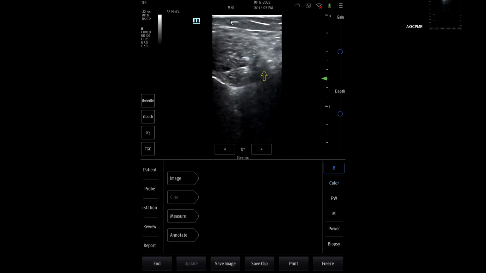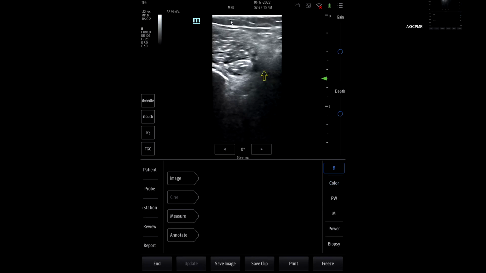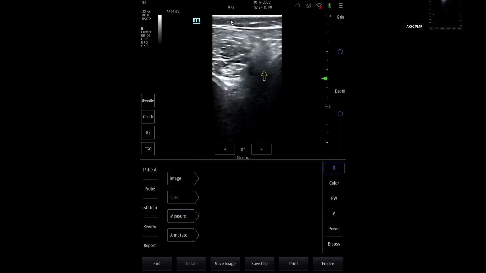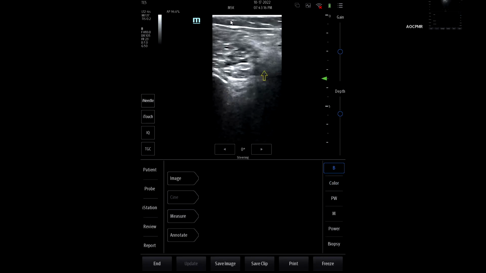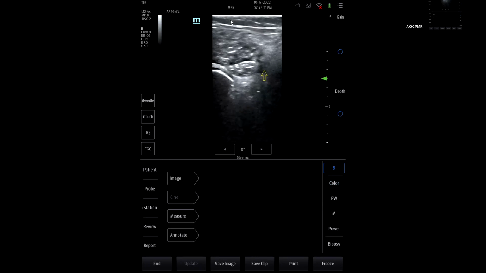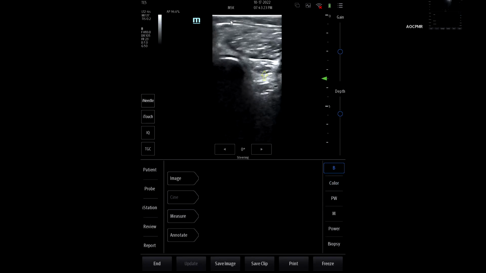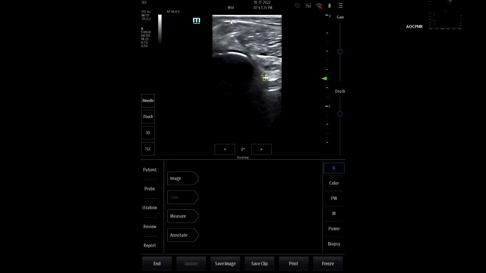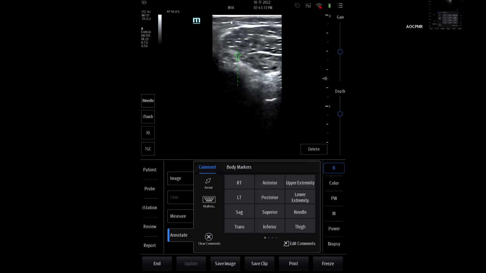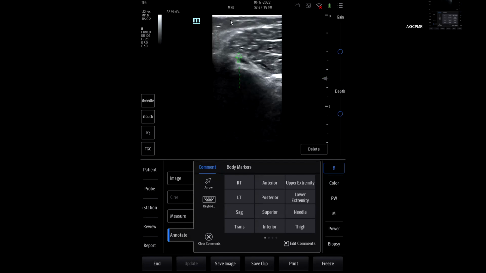Let's get rid of this. You can kind of see it pumping away, but due to depth, it can be difficult to see. But there's our tibial nerve right there. So I'm going to move medially over here. Down here is going to be our medial head of the gastroc.